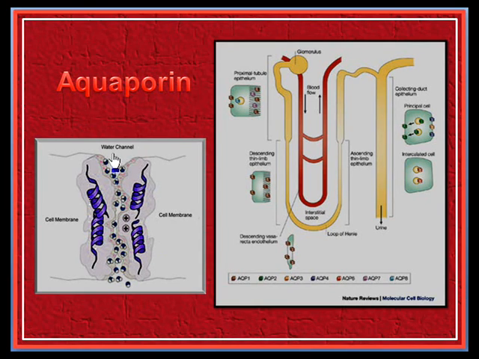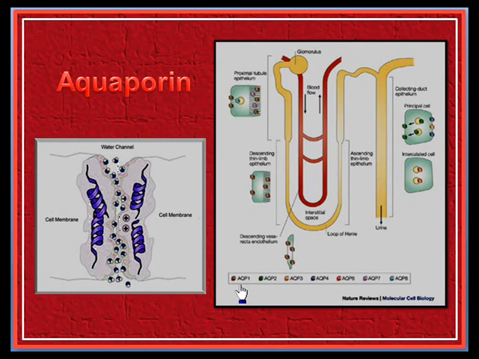The movement of water across this channel is several thousand times faster than the movement through any other part of the cell membrane. That is how these are specialized conduits for the transport of water. And in the distal convoluted tubule and in the collecting duct, precisely in the collecting duct, the aquaporin channels are under the influence of ADH or vasopressin and then conserve water and concentrate the urine.